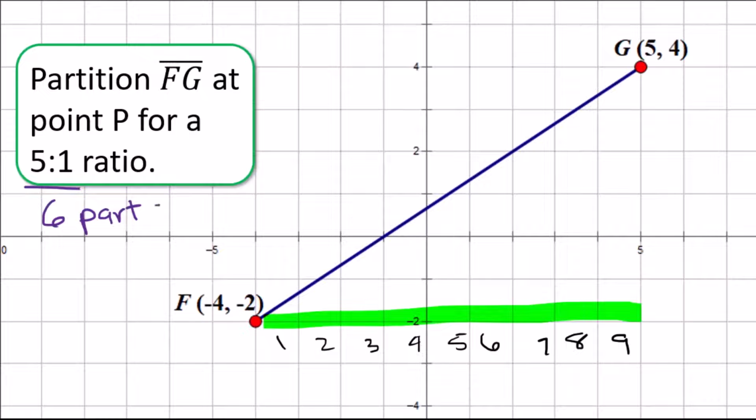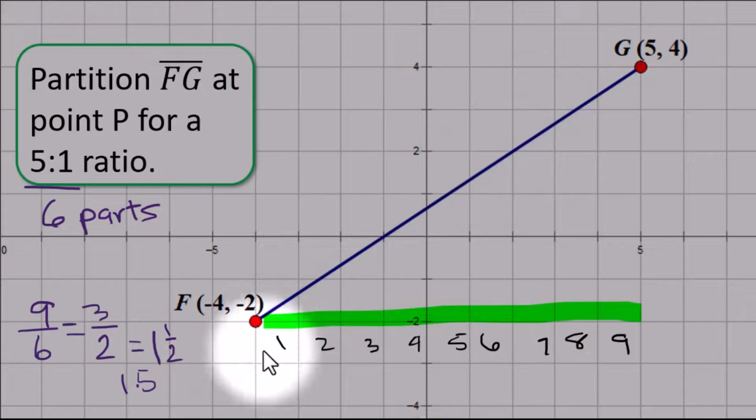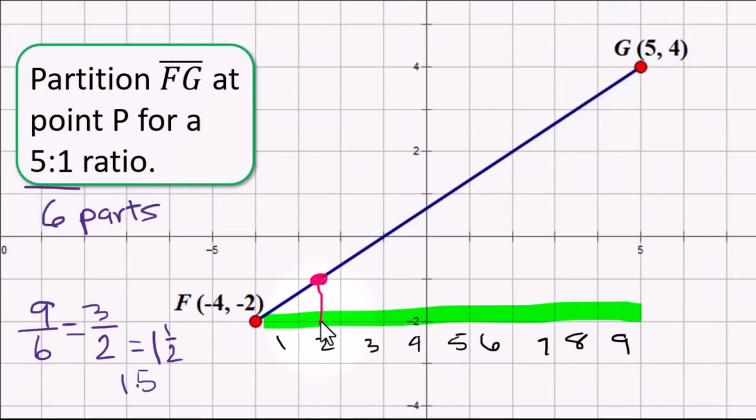I know I need 6 parts. I have 9 blocks that I have to divide into 6 parts. Well, that's 3 over 2. It's 1.5. You might be thinking of it as 1.5. That's okay, but it just means that for every block and a half I go, that's when I go up to the main line. So let's do it. Starting at F, go over a block and a half, and then that's when you go up to the line, and that's your first point.